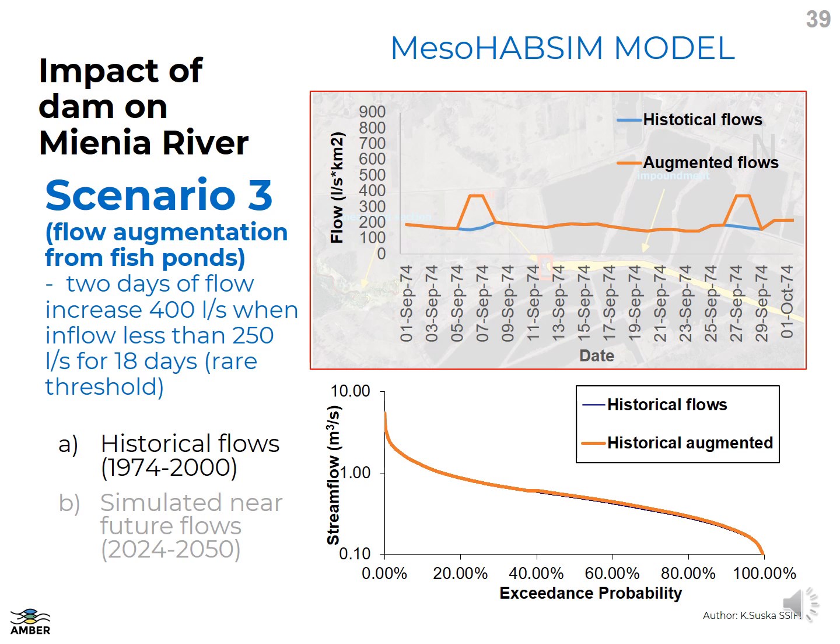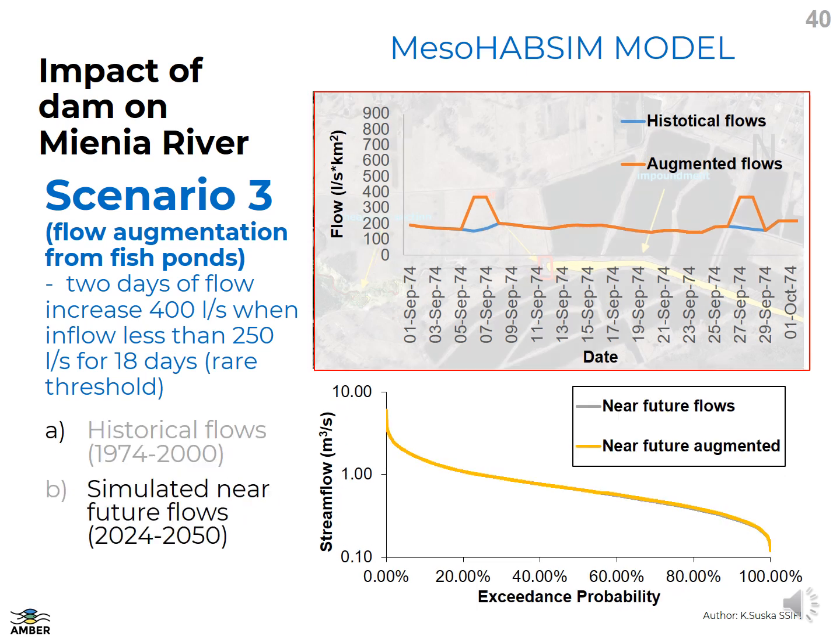Consequently, the scenario 3 represents river with the dam and flows augmented from the ponds according to the following scheme. When the flows in the river are less than 250 liters per second for 18 days, which is smaller than rare persistent threshold, the flows were increased to 400 liters per second. Again, we have sub-scenario A with historical flows, and the duration curve diagram represents how little of a change this would cause to the historical condition.